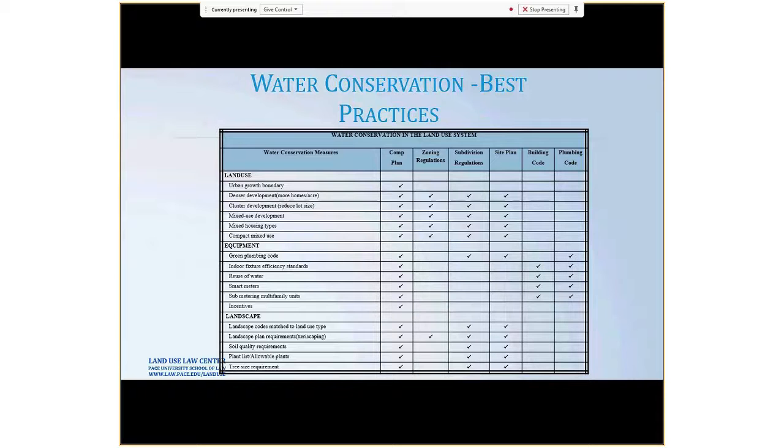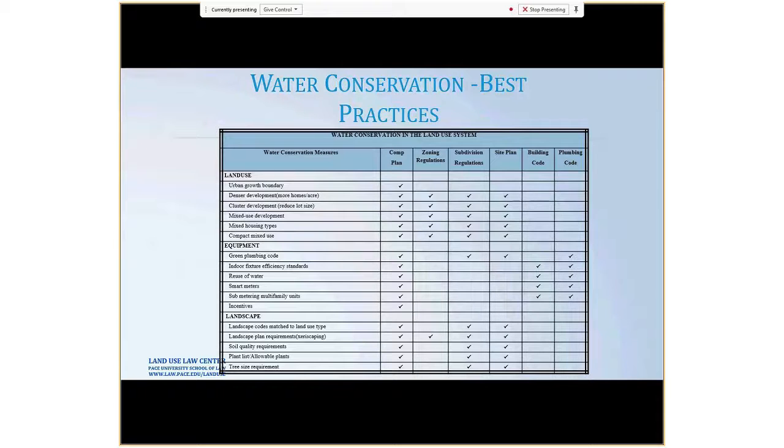All we did was say, let's identify some traditional land use techniques that can promote water conservation. And let's identify some equipment techniques that can do that, and some land use techniques that can do that, landscaping techniques that can do that. And then let's identify which of those belong in the comprehensive plan, given what I've talked about with respect to goals, objectives, strategies, best practice implementation techniques.